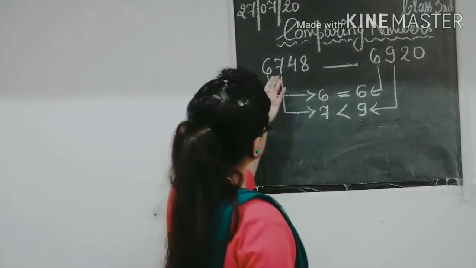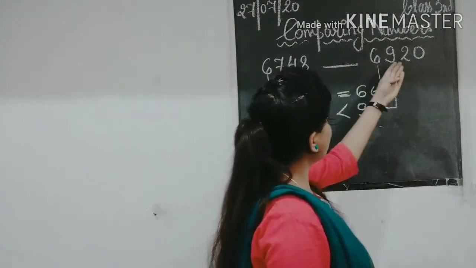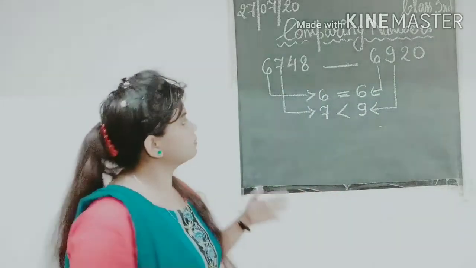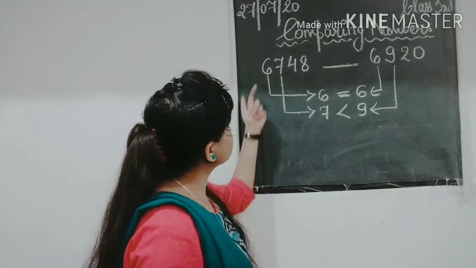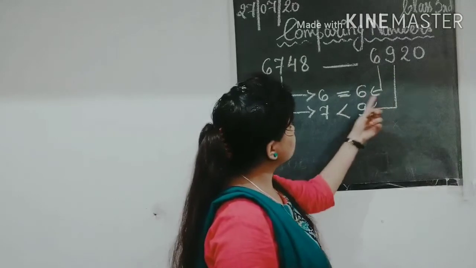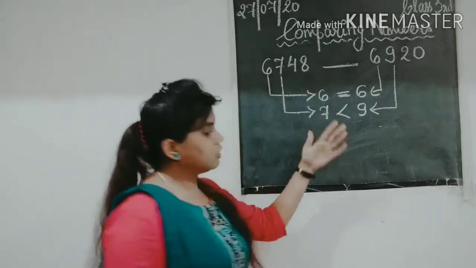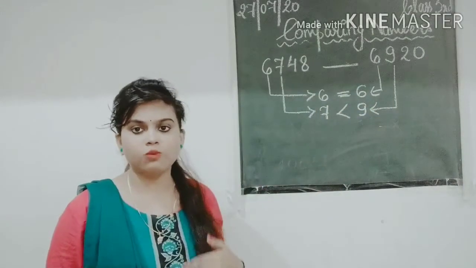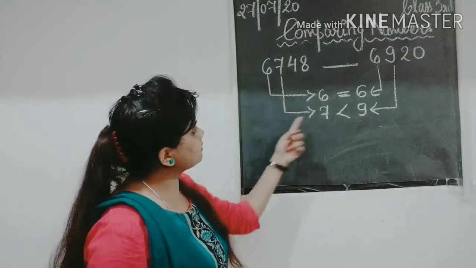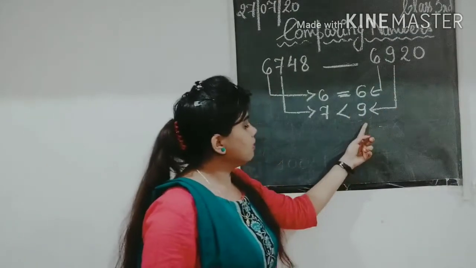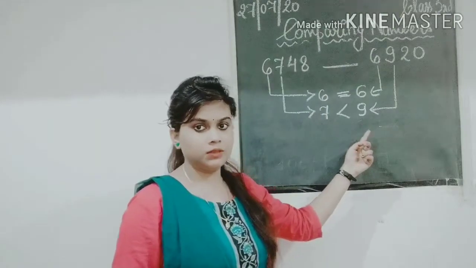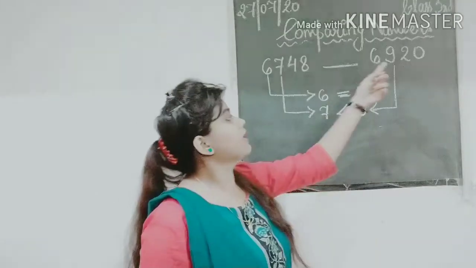Let us see one more example. See this example, 6748 and 6920. We have to compare these two 4-digit numbers. First we will compare the thousands place. In this number the thousands place is 6, and here in the thousands place 6 is there. So both are equal. That means we have to move further to the hundreds place. Check the hundreds place. Here 7 is there and here 9 is there. That means 7 is less than 9. Understood?